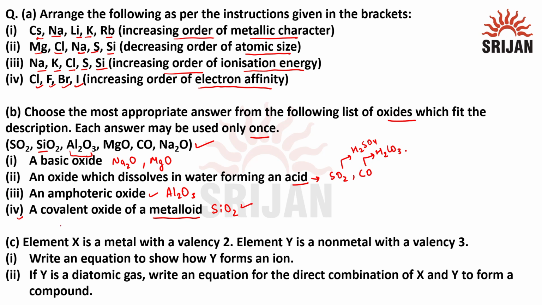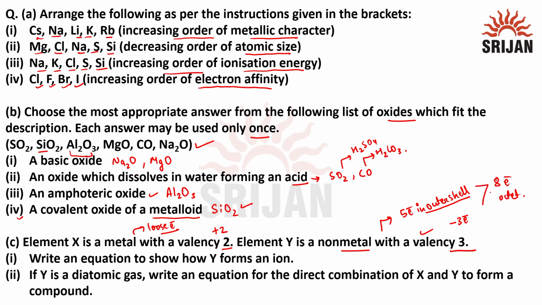Now moving towards the third part. It is given that element X is a metal with a valency 2, that means plus 2 valency, because metals tend to lose electrons, that's why they get positive valencies. And element Y is a non-metal with a valency 3, that means it needs 3 electrons, that's why its valency will be minus 3. That shows that its outermost shell has 5 electrons. That's why the non-metal Y has a valency 3, that means it needs 3 electrons to complete its octet of 8 electrons to get stable.